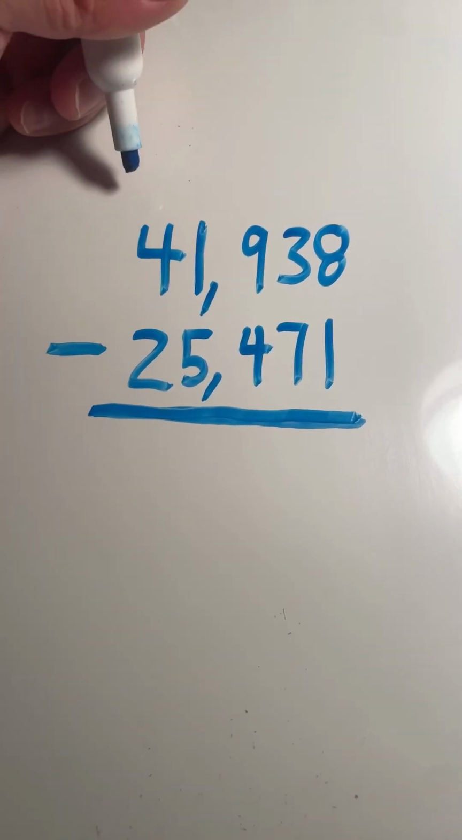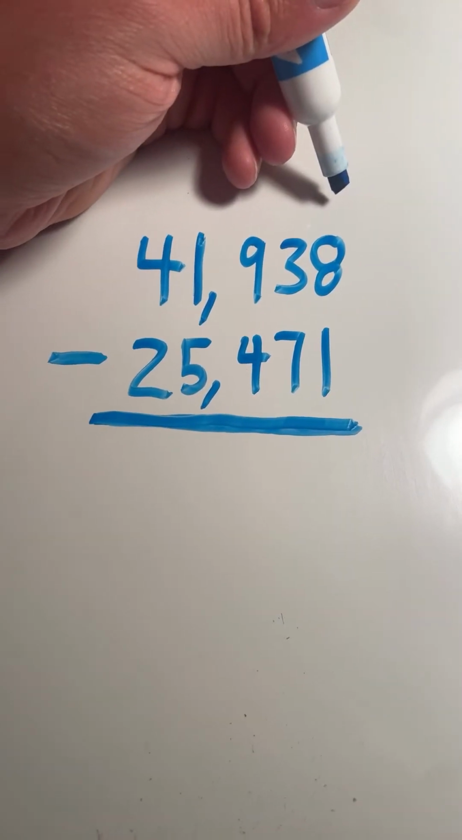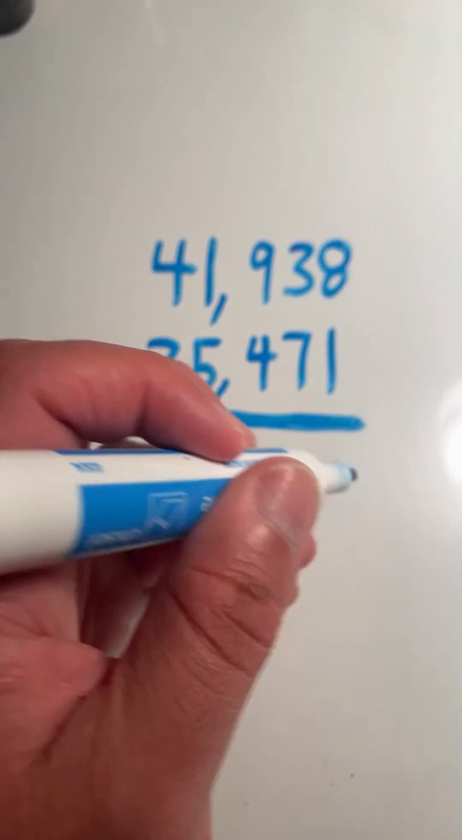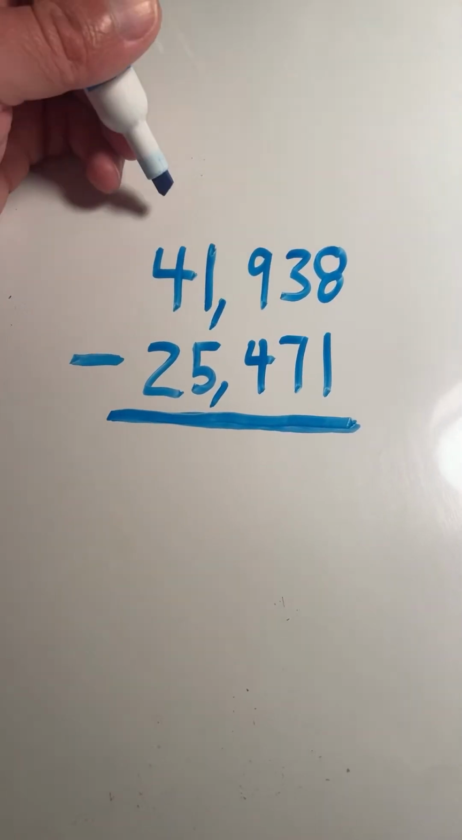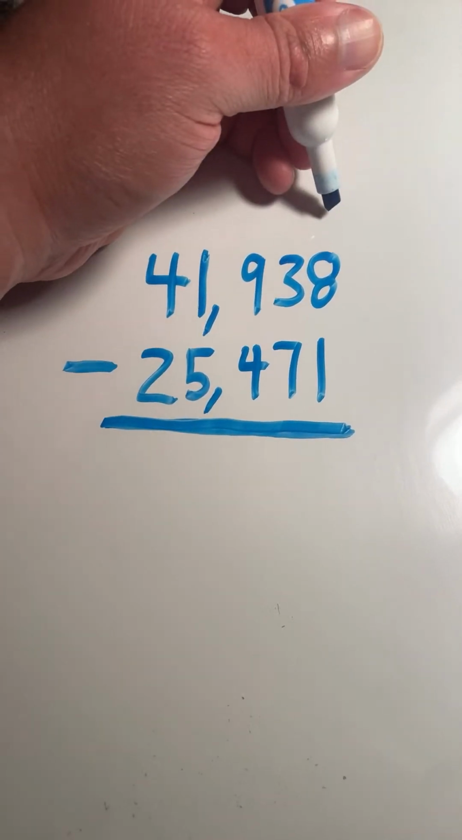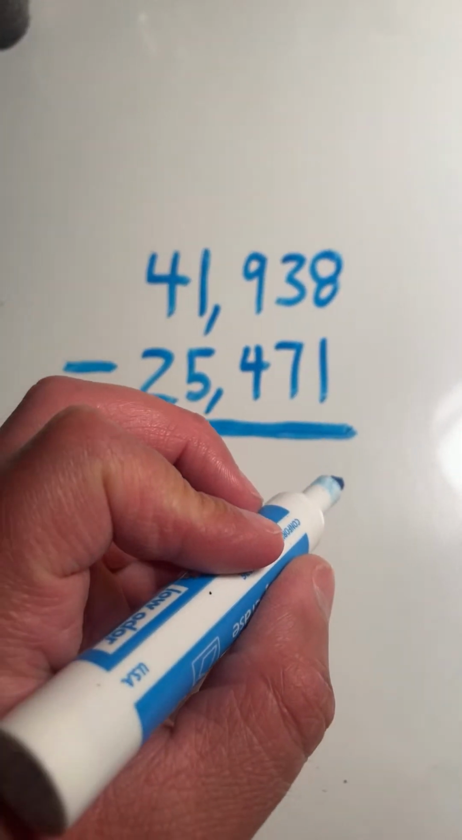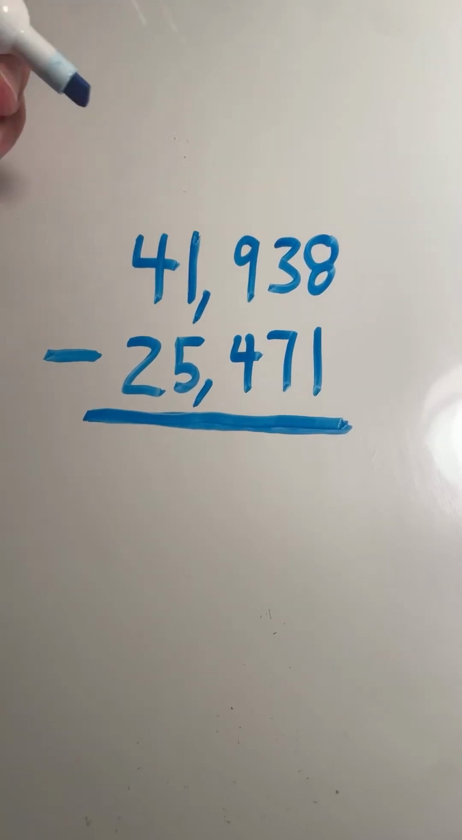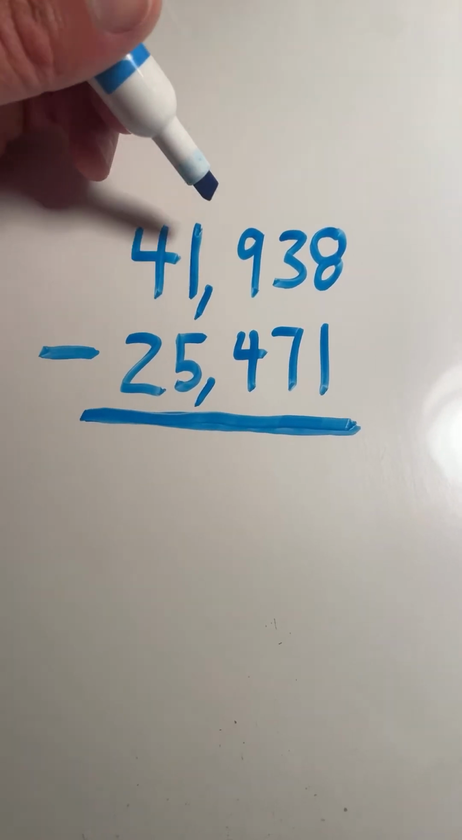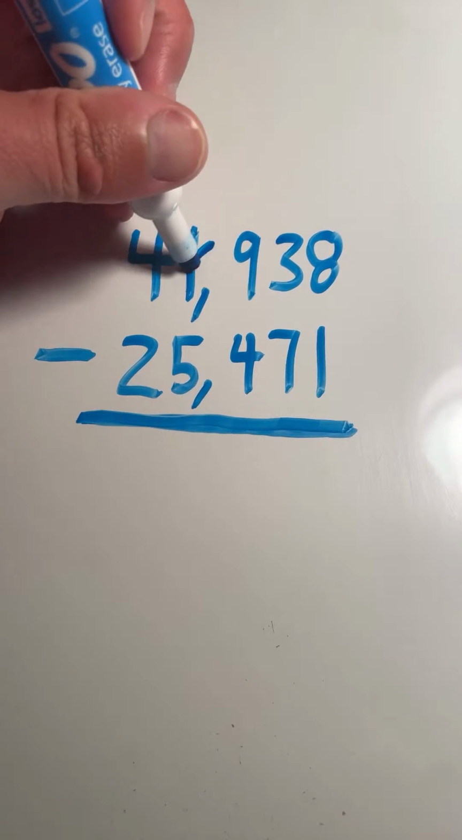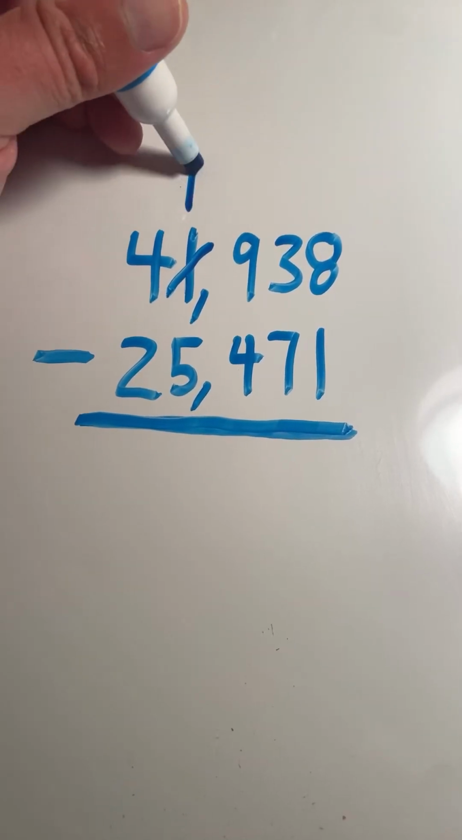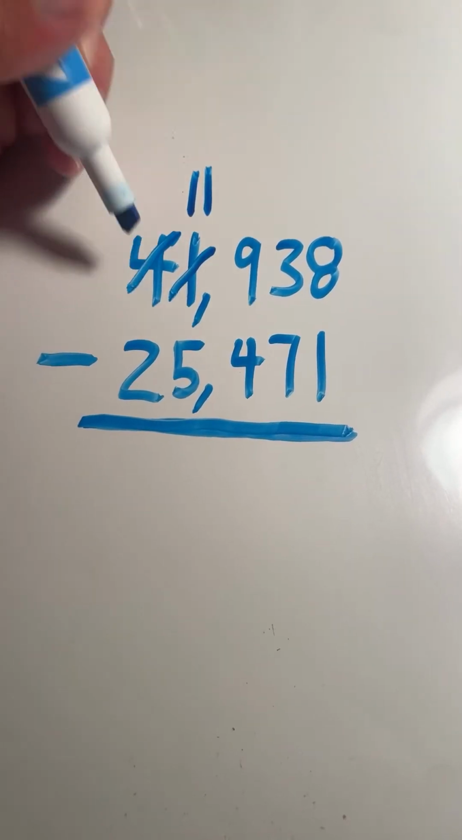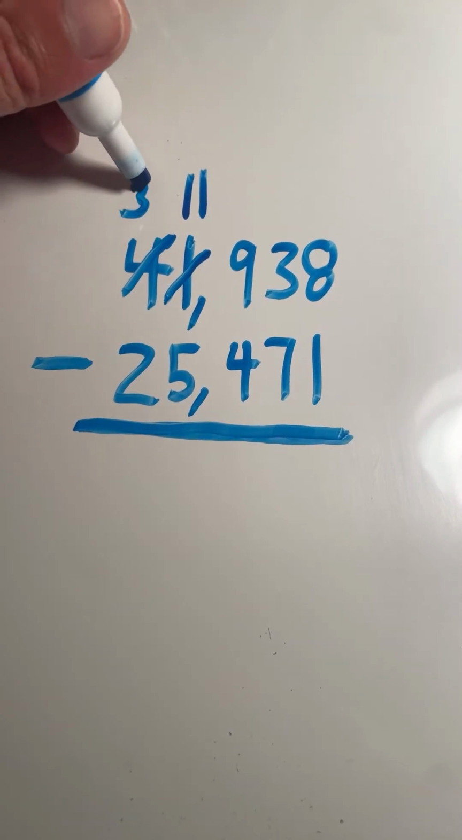We're going to regroup from left to right, and then we are going to subtract from right to left. So again, regroup from left to right, subtract right to left. So starting in the thousands place, we're going to take a 10 from the 10,000s place. That 1 is going to become an 11. And then the 4 is going to become a 3.